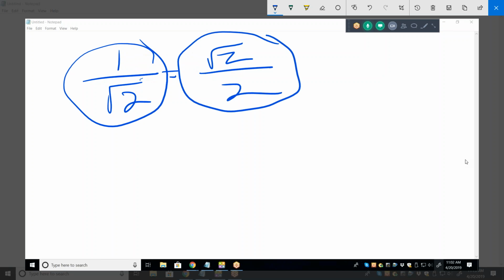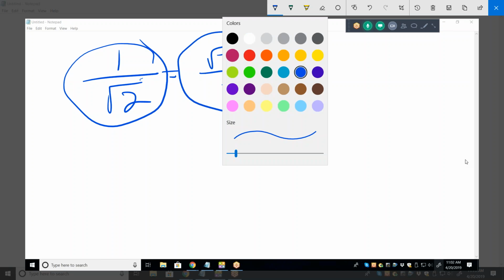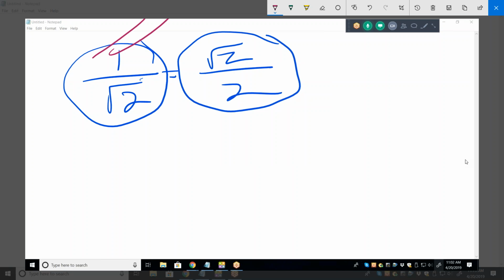And normally, mathematics wants you to rationalize everything. They don't like these kind of answers over here, because you can't really divide by an irrational number. How do you split up a piece of pie into square root of 2? You can't do it. But you can split up a piece of pie by 2. So that's the whole reasoning for having rational denominators.